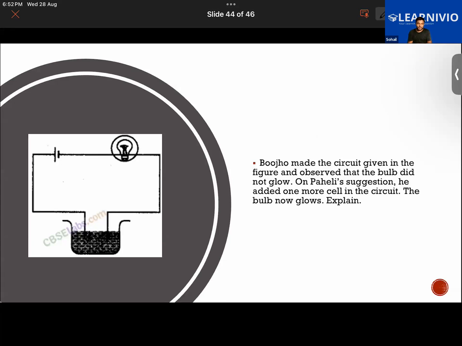Okay, now you guys read this question. One of you please read the question quickly. So what could have been the reason? Like after adding one more cell, the bulb started to glow. Yes, what do you guys think?